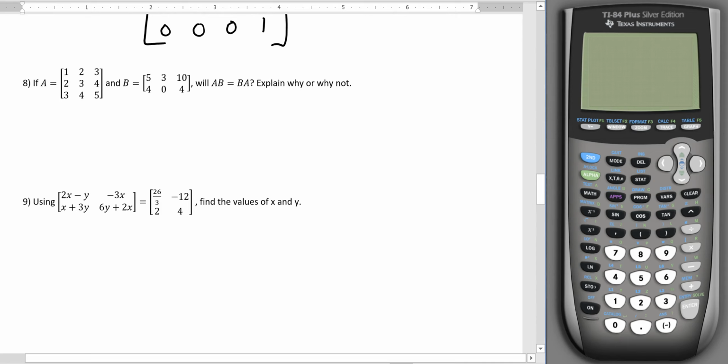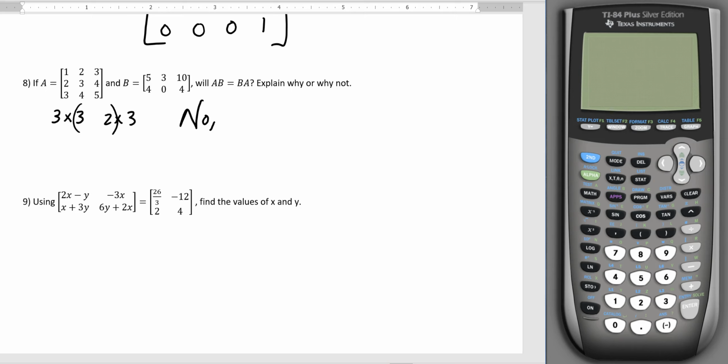If A is this and B is this, will AB equal BA? Great question. So remember, when multiplying, we need the orders to match. 3 by 3 times a 2 by 3. Remember, these inside numbers need to be the same. So will AB equal BA? No. AB is not possible. Remember that when we're multiplying matrices, the order matters. So we can get BA. Right, so this would be AB. BA would be a 2 by 3 by a 3 by 3.